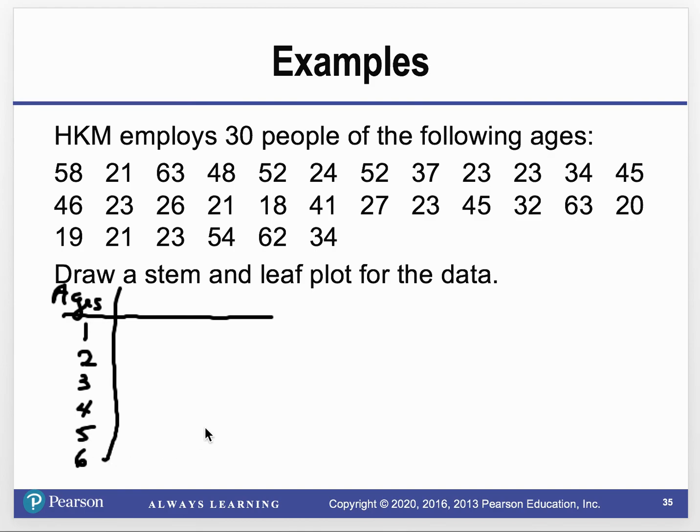Okay, I need a label up here, and we should have HKM ages, a title for the overall graph. And then I just go through 58, 21, 63. Here's 58, 21, 63, right? Do the exact same thing. Once again, try really hard to keep these vertical components lined up.